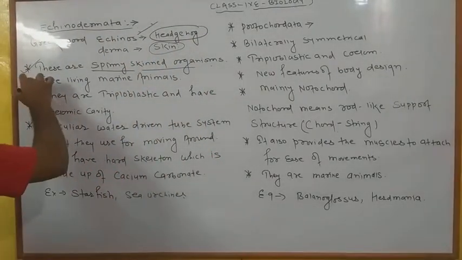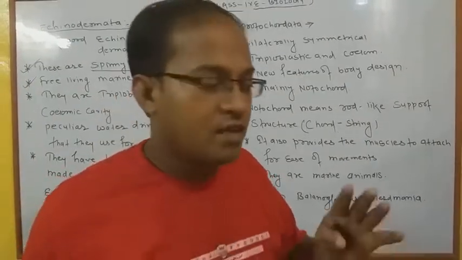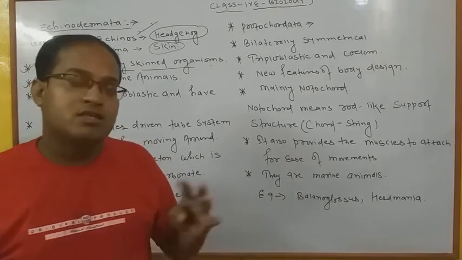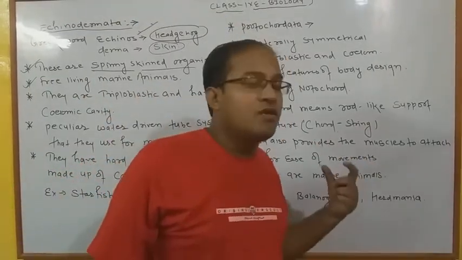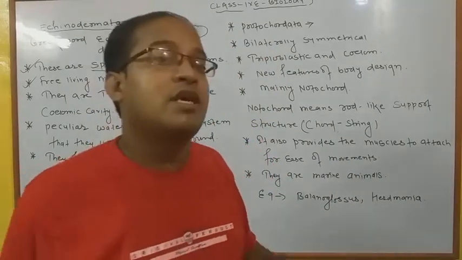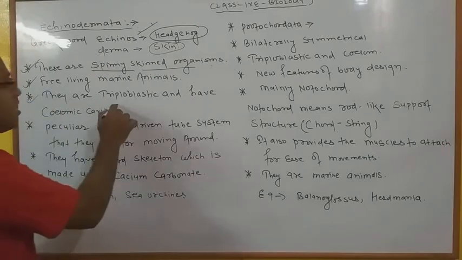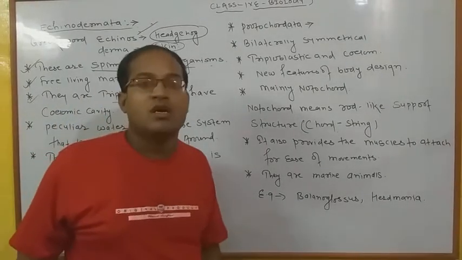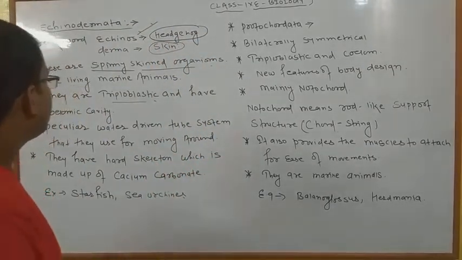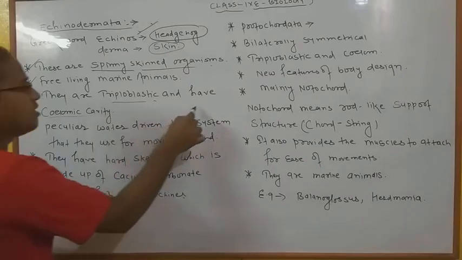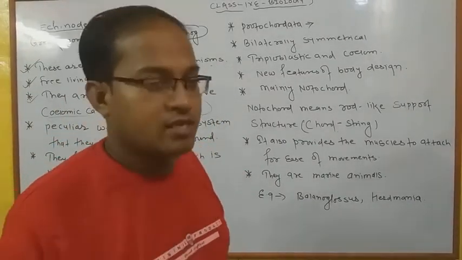Second point, they are free-living marine animals. Free living means in marine environments a large number of them are available, and they are found in most places but in a free manner. Next, they are triploblastic. Many times I have told you the meaning of triploblastic. Next, they have a coelomic cavity also. Coelomic cavity, I already told you, is where there is a concentration of different types of materials.